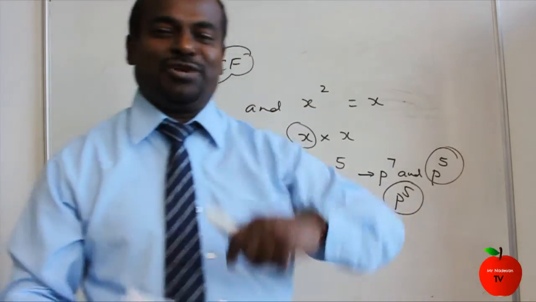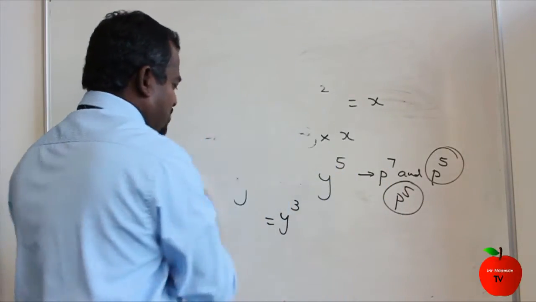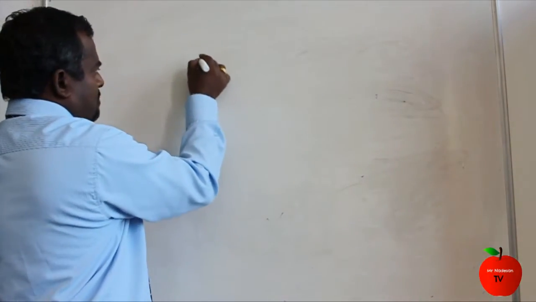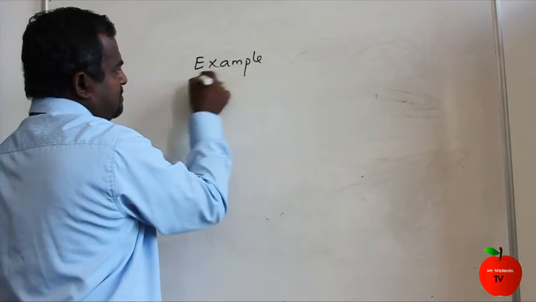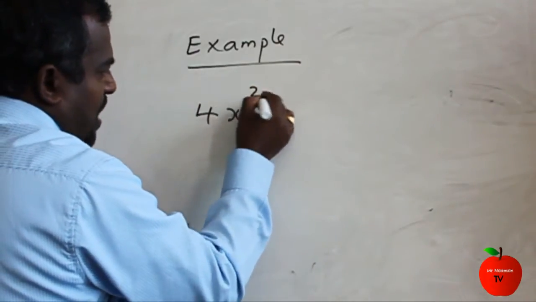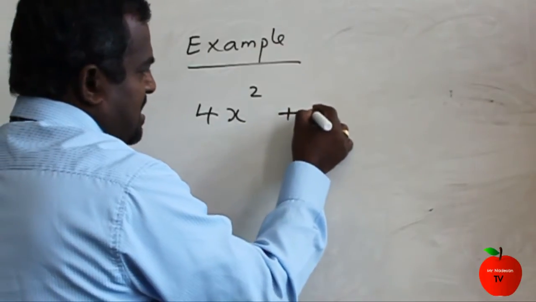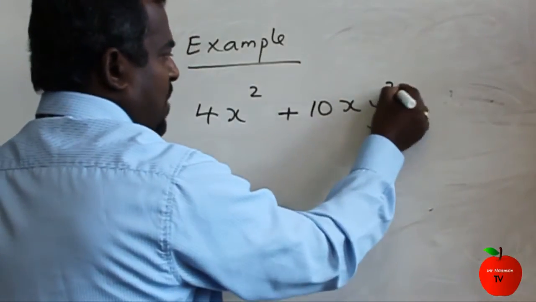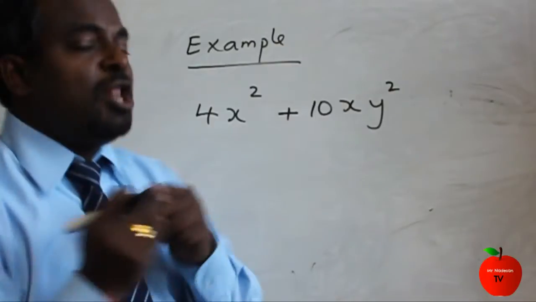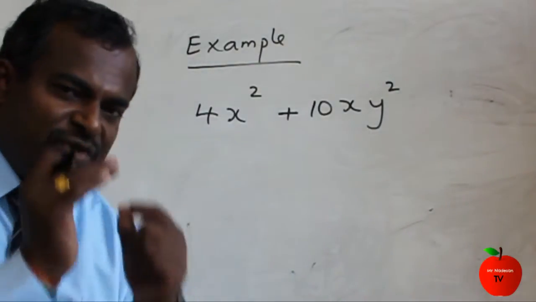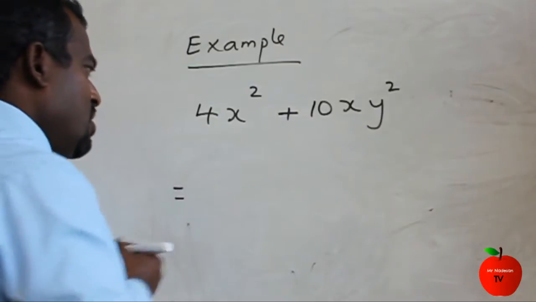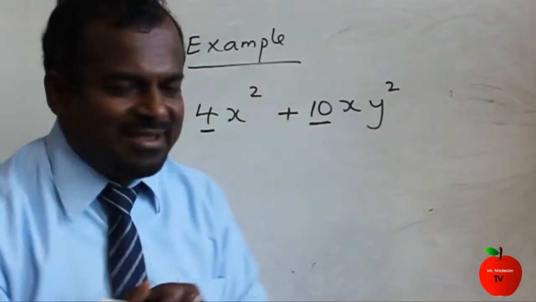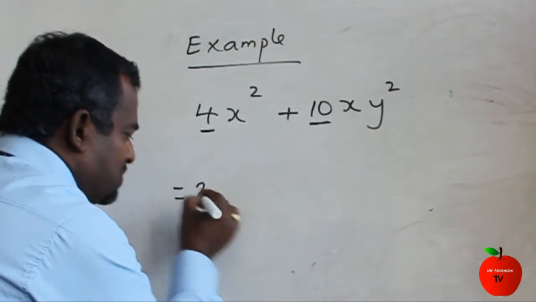Now we are looking at factorising. Let's see how to make it easier. For example, factorise 4x squared plus 10xy squared. First we are looking for the highest common factor. We look at the numbers first: you've got 4 here and 10 here. The highest common factor of 4 and 10 is 2.